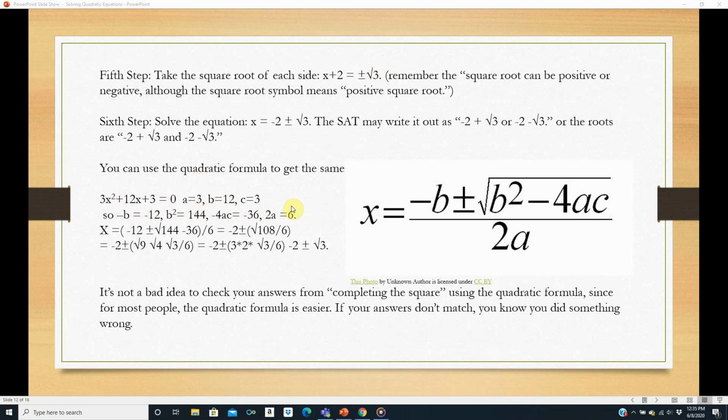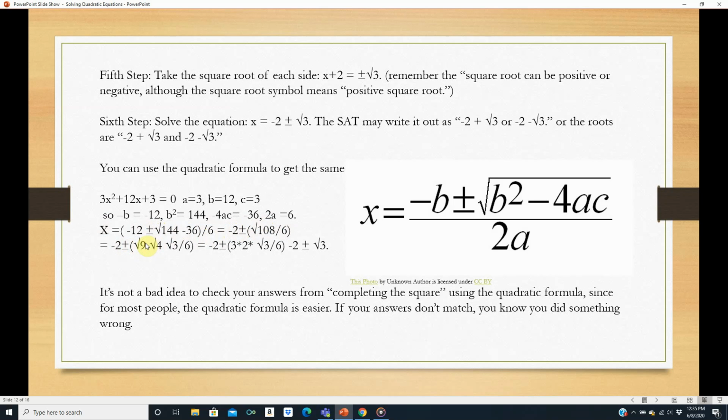equals 6. So since we've already figured out negative 4ac is negative, we just take 144 and subtract 36 from it to get 108. So the square root of 144 minus 36 is the square root of 108. And then since we're dividing negative 12 by 6, that just becomes negative 2 plus or minus the square root of 108 over 6. And so it's negative 2 plus or minus.